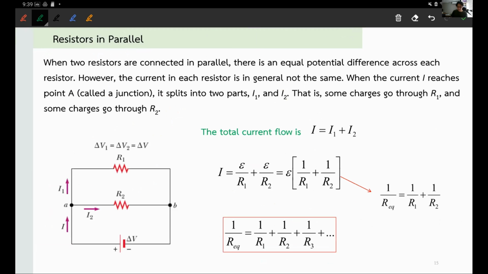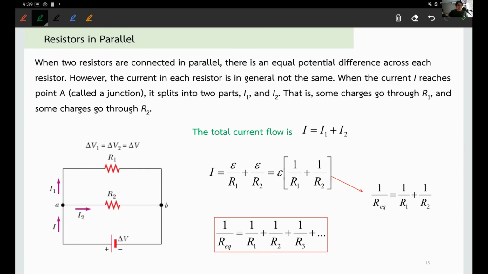Next, on the other hand, I might not want to put R in series. I don't want to put them back to back. I want to put them sort of spreading out. I want to split them. When I say split, look at this. Look at points A and B now.